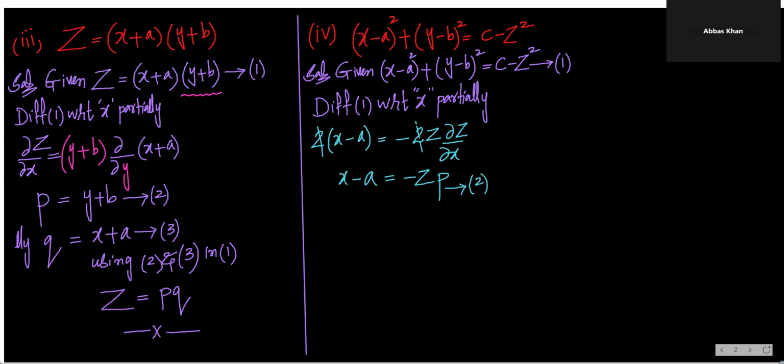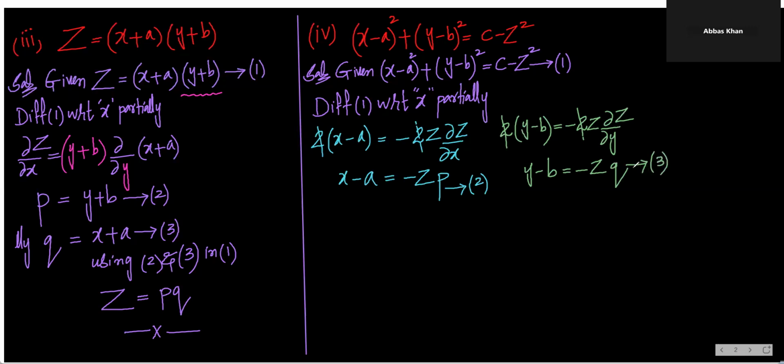Same story if I am going for another one. What are we getting here? 2 into y minus b is equal to minus 2z, dou by dou y of z. This is 2, this is 2, cancel. y minus b is equal to minus z into, this is taken as q. This is 3.